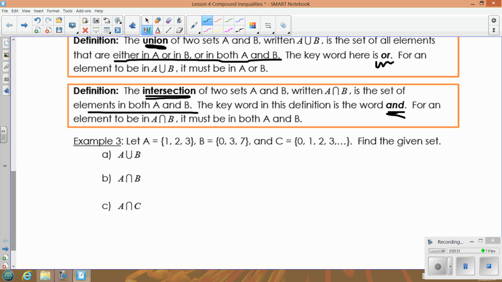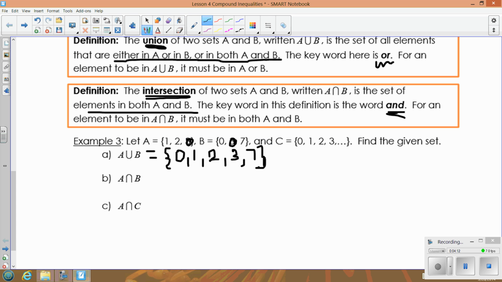So let's look at some examples here. So A union B is going to be everything in A or B. So you don't list repeats. So if I look at A and B, I need to be in A or B. So I have 0, I have 1, I have 2, and I have 3, and I have 7. So the union of A or B is going to be everything in A and in B. So 1, 2, 3, 0, 3, 7. I don't need to repeat the 3's. So I just do it one time.